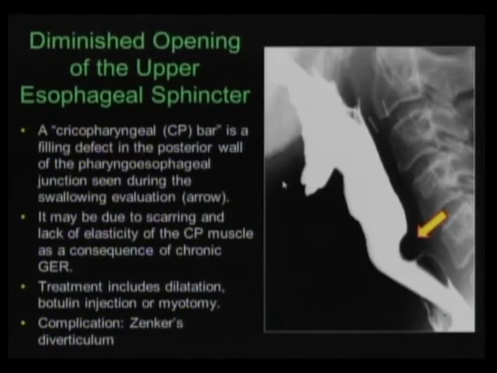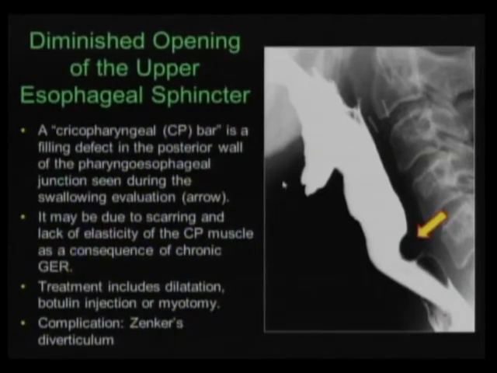The other abnormality we frequently see in patients with chronic gastroesophageal reflux is the diminished opening of the upper esophageal sphincter. We call this protrusion cricopharyngeal bar, okay? It's a filling defect in the posterior wall of the pharyngoesophageal junction that is seen during all stages of swallowing, all stages, always a narrowing.